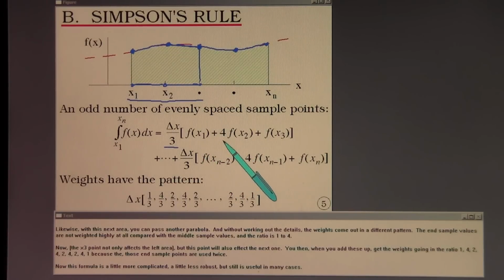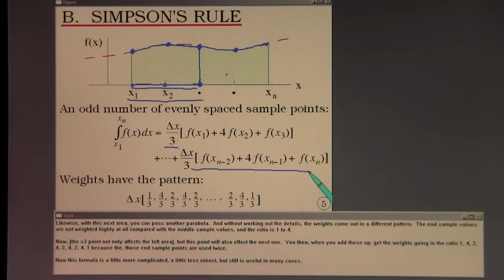1 to 4. Now, because the end value occurs not only in its own area, but this point will also affect the next one, when you add these up, you get the weights going in the ratio 1, 4, 2, 4, 2, 4, 2, 4, 1, because those interior end sample points are used twice. Now this formula is a little more complicated, a little less robust, but still is useful in many cases.